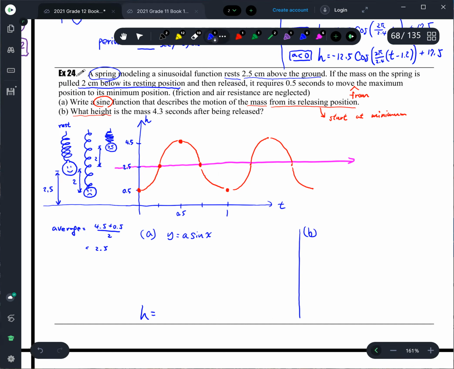Okay, Sophie, what's your answer? H equals? I cannot hear you. Your mic is not working, is it? Did you turn it on? Sophie? Oh, out of battery. Okay. Can you type it out then?